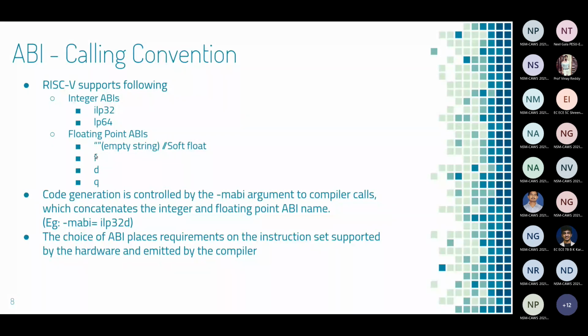So F, D, and Q. F is single precision floating point, D is double precision floating point, and Q is for quad precision floating point.